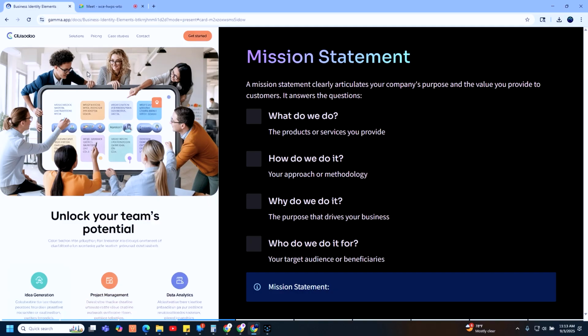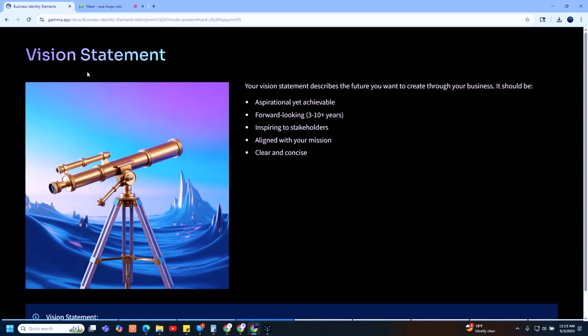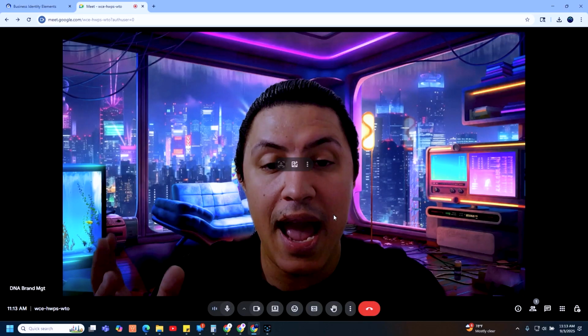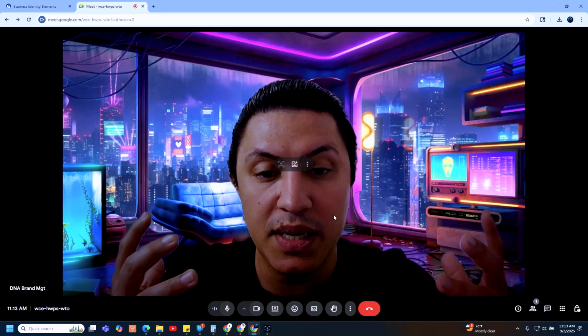So it's very important to have this mission statement. It will help you out through the life of your company and ensure that, again, you always stay focused on your true values. Now let's go ahead and move on. Vision statement. Your vision statement describes the future you want to create through your business. So what is it that you really want to accomplish? What's the vision here that you're wanting to have to essentially build this business idea?